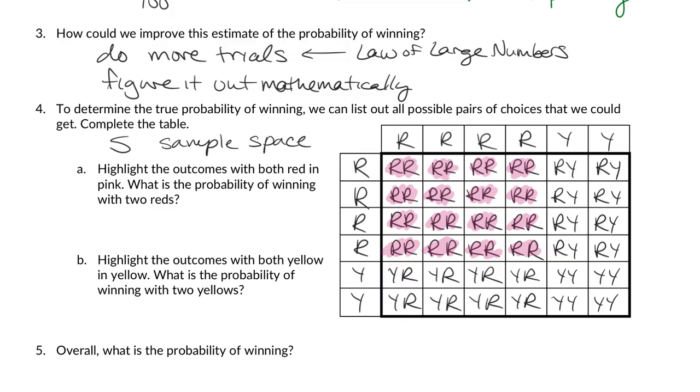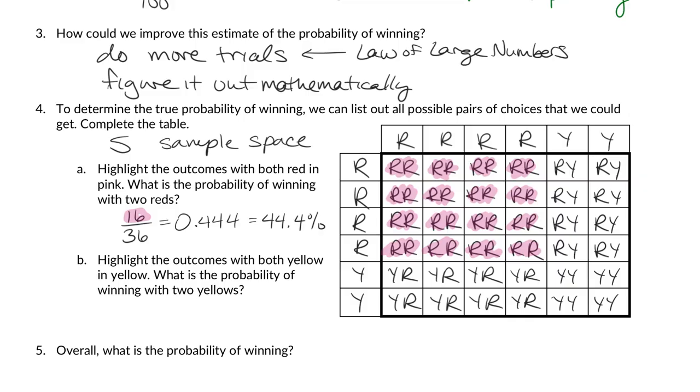How many total possibilities from my sample space did I highlight pink? 16. So there were 16 out of the 36 options that would allow me to win with red, red, which means I have a 16 out of 36 chance of winning red, red. If we do 16 out of 36 in our calculator, you'd get 0.444, a whole bunch of fours, which would be 44.4%. So we have a 44% chance of winning this game by pulling 2 reds in a row.